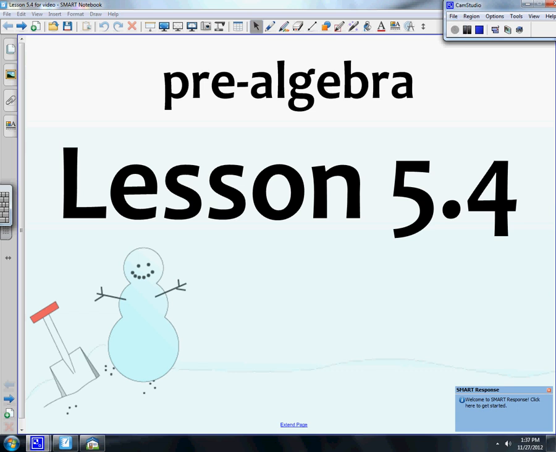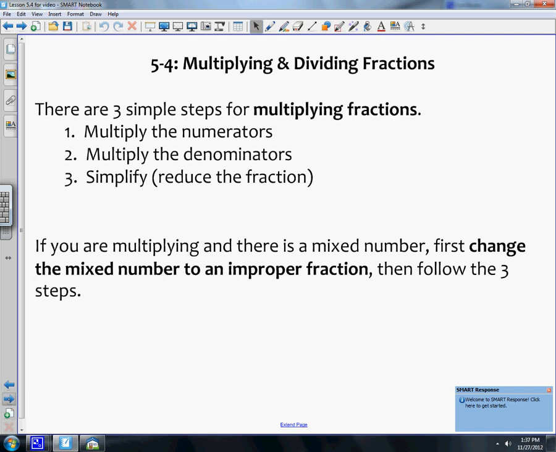All right, this is pre-algebra lesson 5.4. Now, the title of this lesson is multiplying and dividing fractions. So there are 3 simple steps for multiplying fractions. So copy these down in your notes, and then I'll go over them.